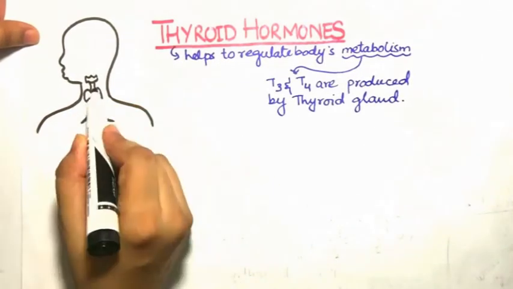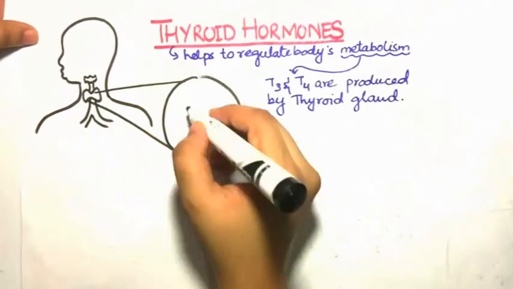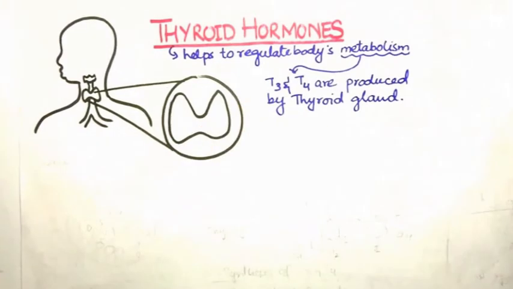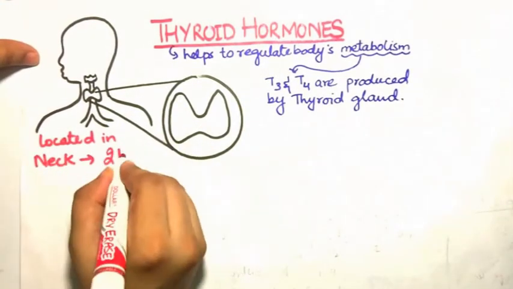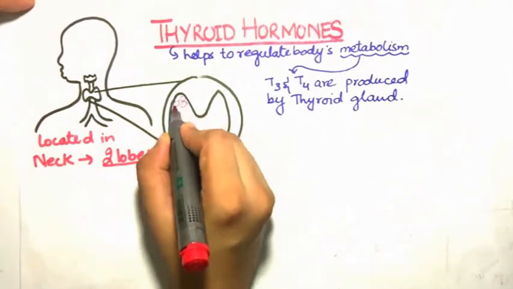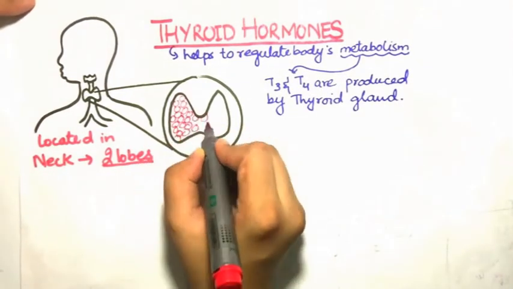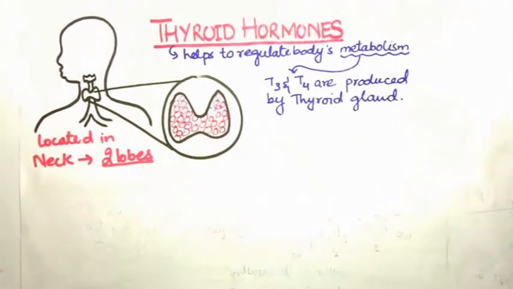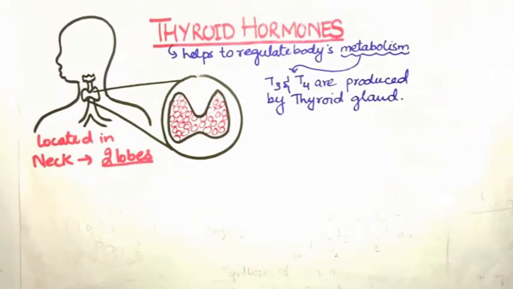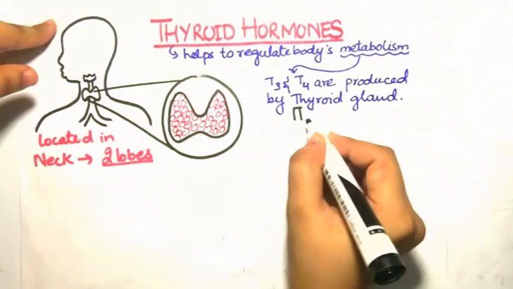Anatomically, the thyroid is a butterfly-shaped gland that straddles the trachea in front of the neck. The thyroid gland is made up of multiple follicles, and there are two lobes which are connected through the thyroid isthmus, which is basically the bridge between the two lobes.